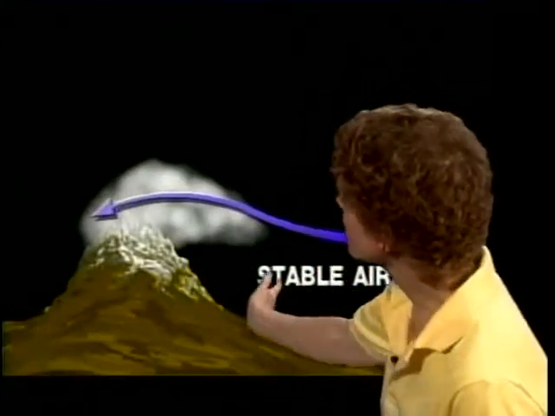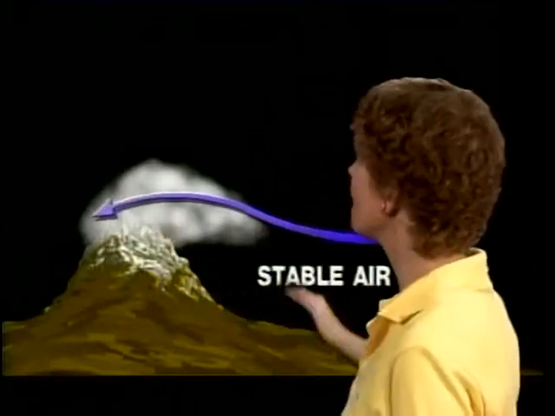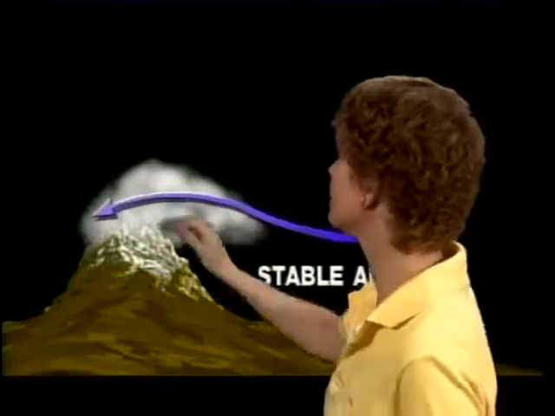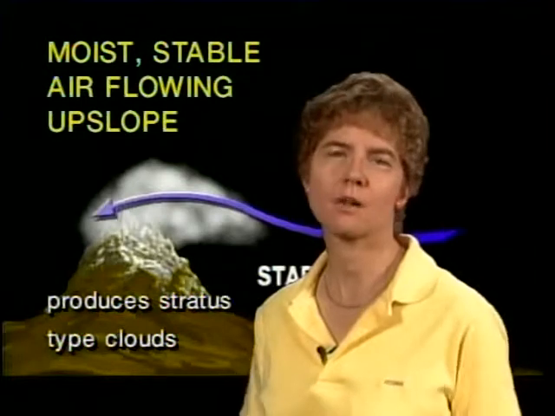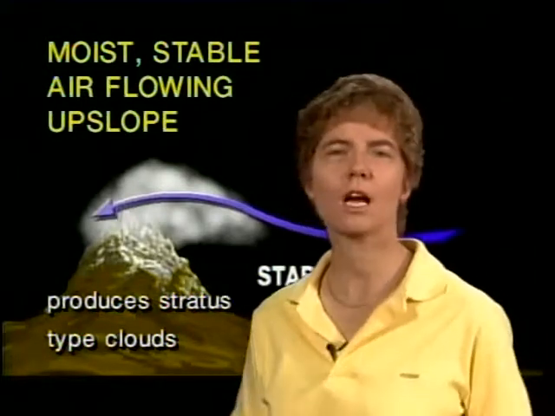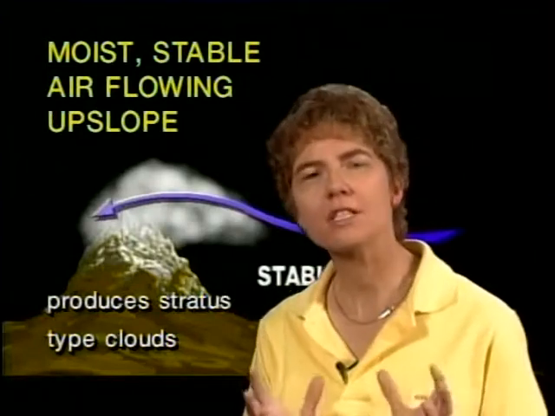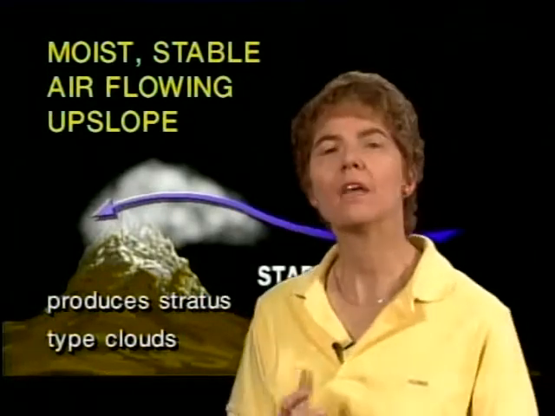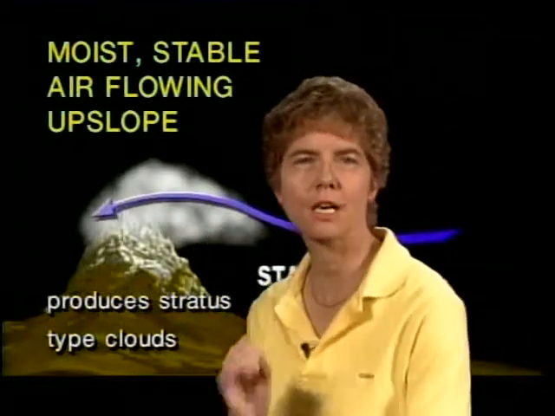If you've got stable air that's moving up a slope, stable air resists rising. And when clouds form, when the air gets to the top of the mountain, it's basically going to level off and stay at that altitude. And the type of clouds that you're going to get are basically going to be stratus-type clouds. You get stratiform clouds, and if you've got any precipitation, it will tend to be steady precipitation, and the air generally will be smooth with very little turbulence in it.